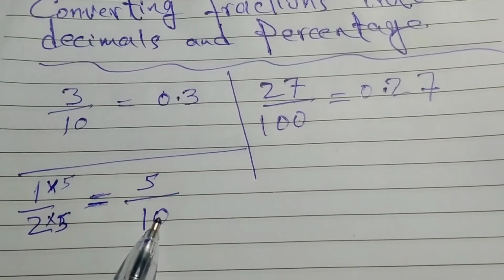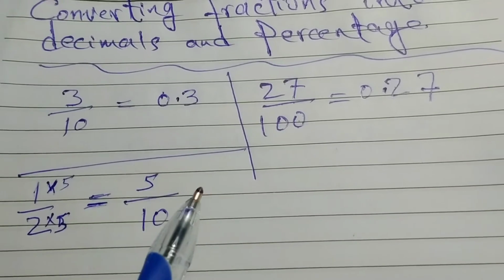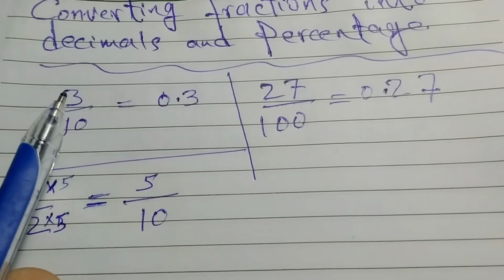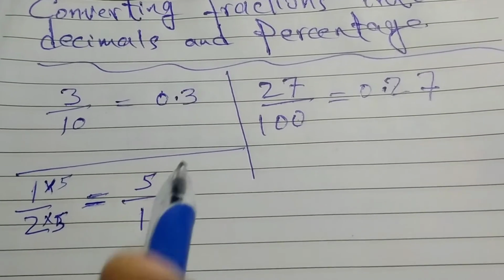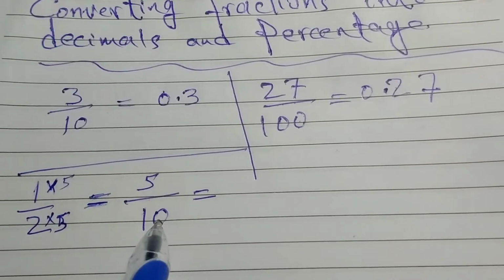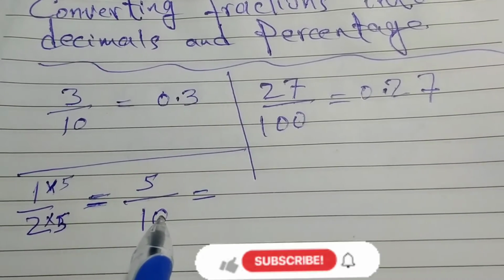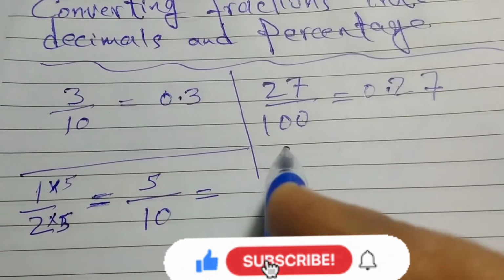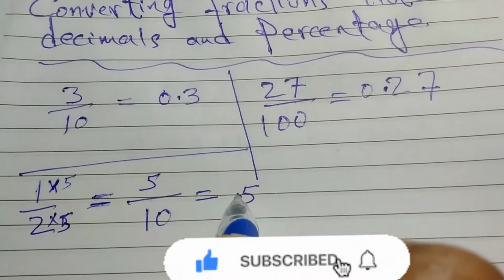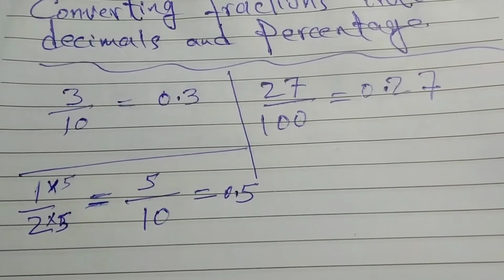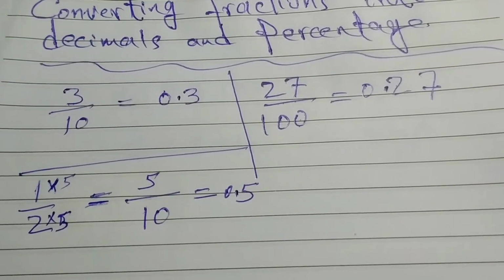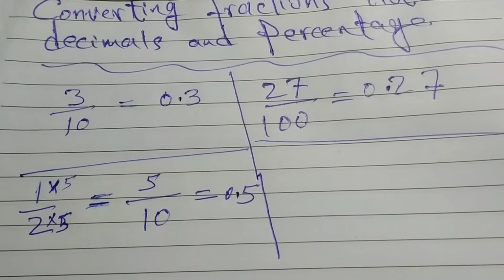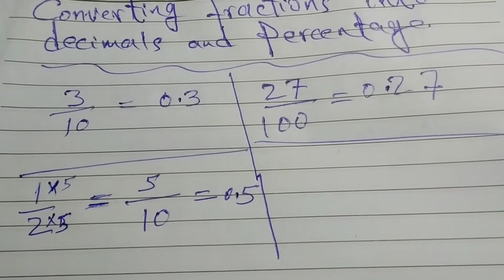5 times 1, 5, over 2 times 5, 10. Our requirement is that the denominator should be 10. If the denominator is 10 or 100 or 1000 or 10,000, anything with 1 and 0s, we will use the first technique. Just see how many 0s we have in the denominator. 1 zero. So we will put the point in the numerator after one digit from the right side. We have only one digit, so we put the point. The answer is 0.5. This is our answer.